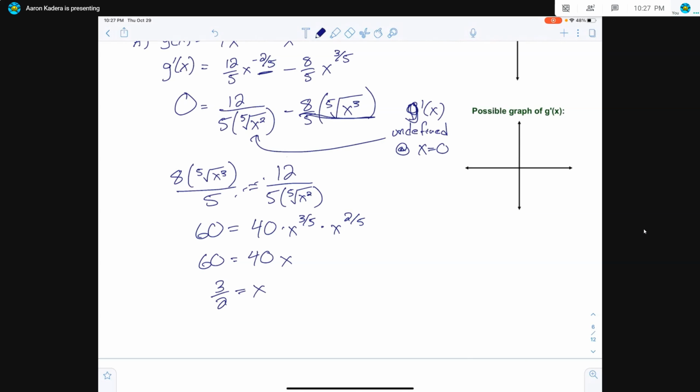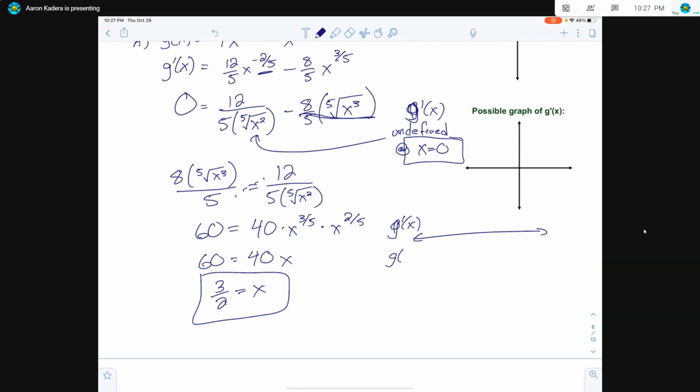So there's another critical value. So we've got a critical value of 0 because the derivative was undefined, and we got a critical value of 3/2 because the derivative was 0 there. So I'm going to do another number line. I'm going to label it g prime of x. I keep trying to want to draw f. And then g of x. And then I'm going to put 0 and 1.5 on the number line.